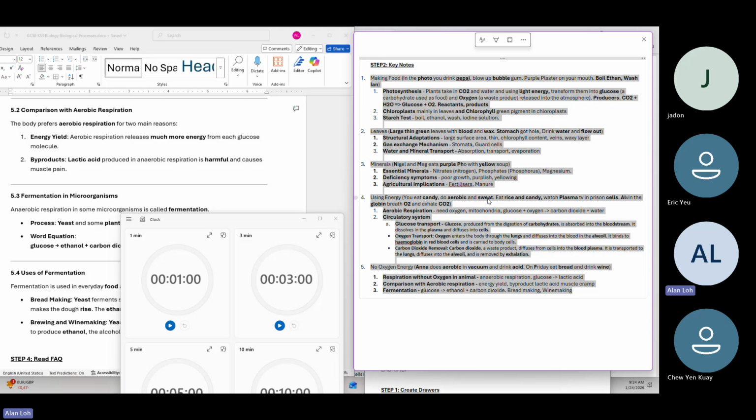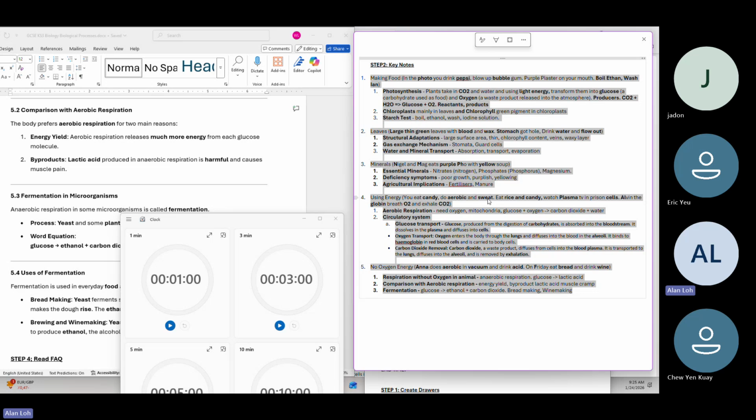Number one is about making food. It's about photosynthesis. It's about chloroplast. It's about some starch tests involving boil, ethanol, wash, and also iodine, right? Then number two is about the leaf, right? And the structure in the leaf, the gas exchange, and how the water and minerals are being transported. It's about the minerals and what are the essential minerals for the plants. And if not, what are the deficiency symptoms?